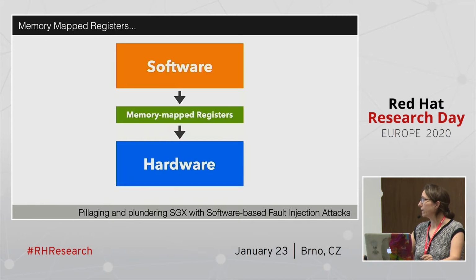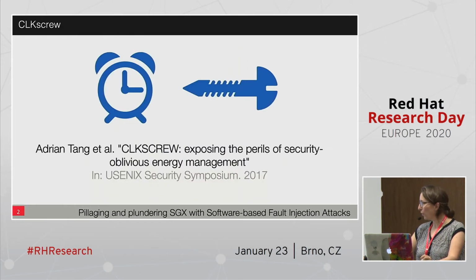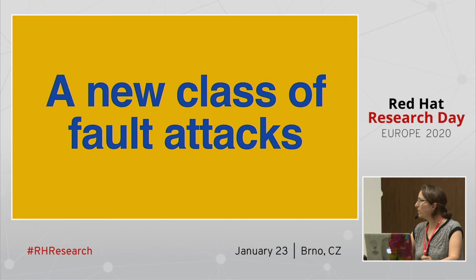Well, CPU manufacturers have changed things and made it easier. And the way they've done that, they've enabled memory-mapped registers. Really simply, this means changing your software to write something to a register which changes your hardware. And this led to my favorite attack, if you can have a favorite attack. It's called CLKSCREW. And that's exactly what they did. They used these memory-mapped registers, and they created a new class of fault attacks.